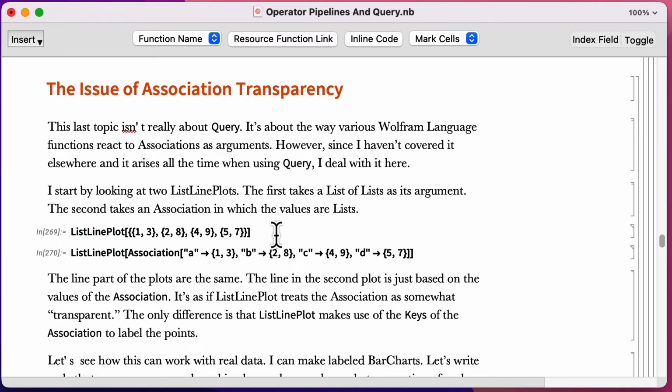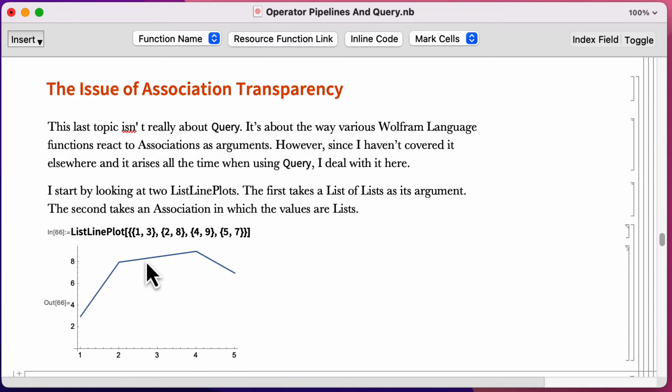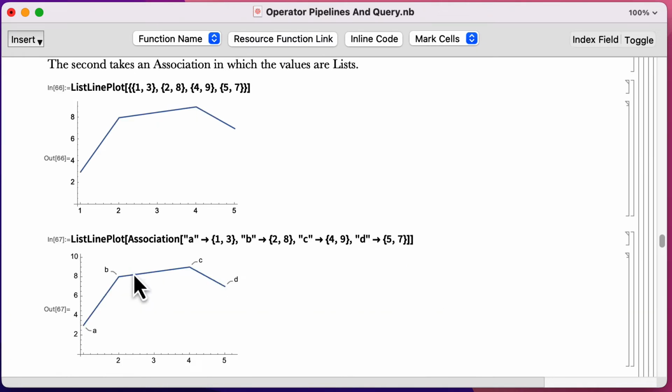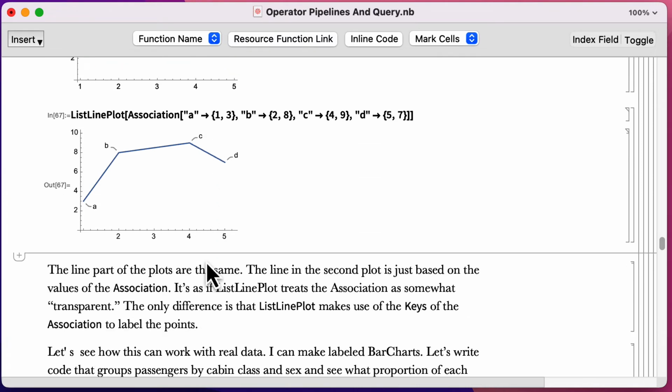So let's look at a list line plot here. Here's our XY data, and there's our list line plot. But what if instead of just having a list of points, we had an association of points? A is 1, 3, and B is 2, 8, and C is 4, 9, etc. Let's see how list line plot handles the association. And what you can see is it's the same line, but now it's labeling the points. And so it's sort of as if list line plot is seeing through the association, although it's smart enough to pick up that the keys might be useful labeling information.